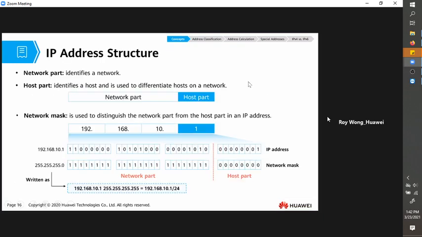Okay, continue on. The network part identifies the network. The host part identifies the host itself and is used to differentiate hosts on the network. The network mask, people also call this a subnet mask. It's used to distinguish the network part from the host part in an IP.